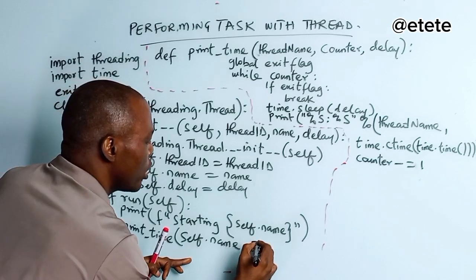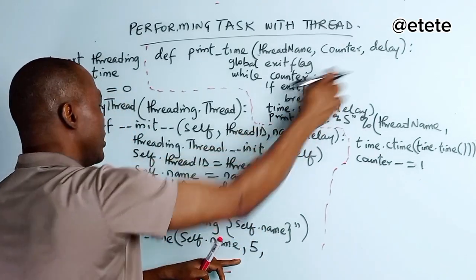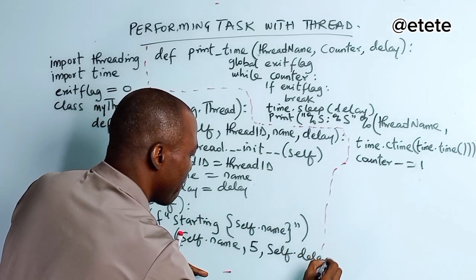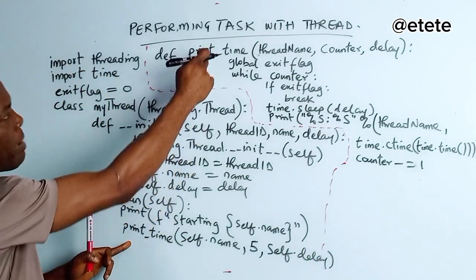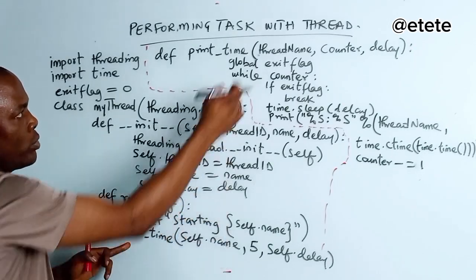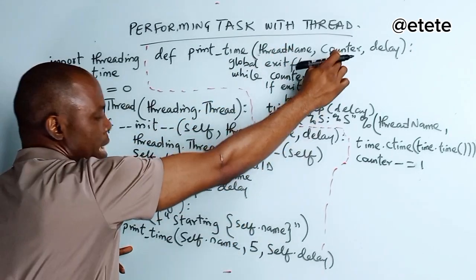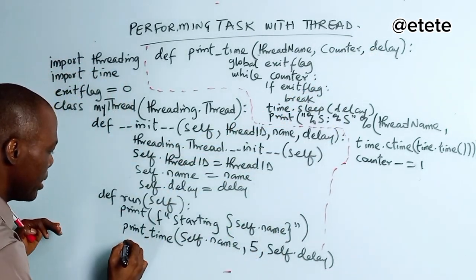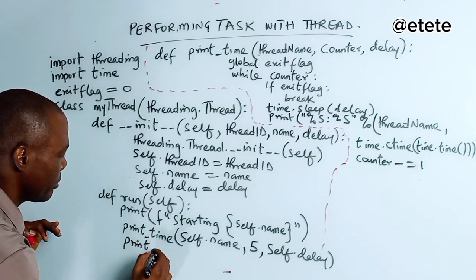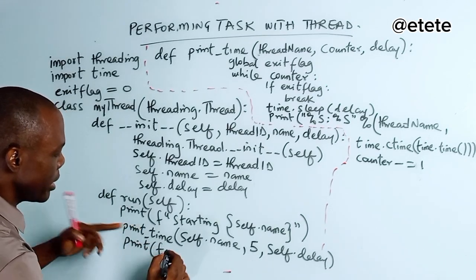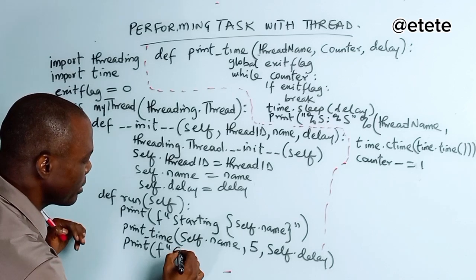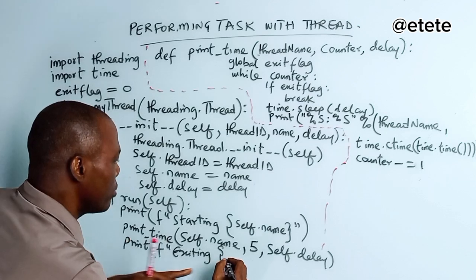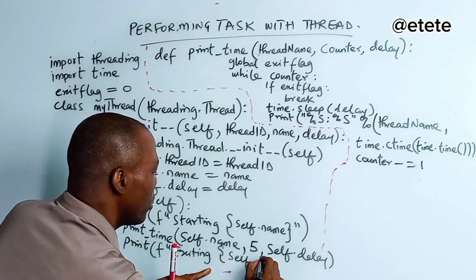Counter, I'm going to just put 5 there. Then the delay will be self.delay. So when I call print_time, I'm going to supply self.name to the thread name, 5 to the counter, and self.delay to this delay. Now I have this. Then here I'm going to print. I will call my format string again, and I will say exiting, then self.name.